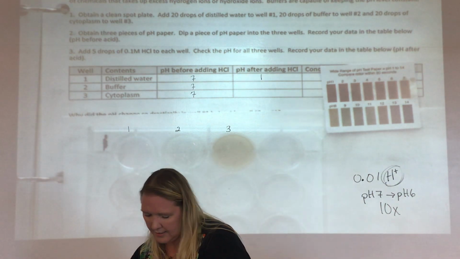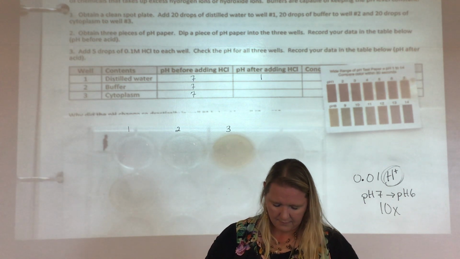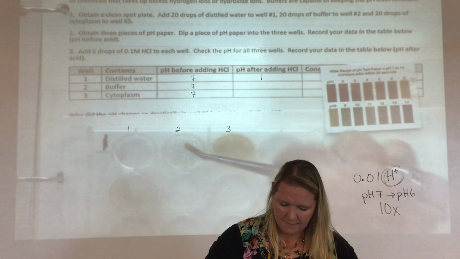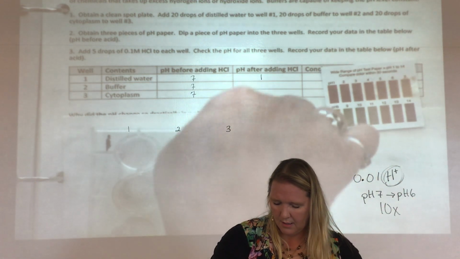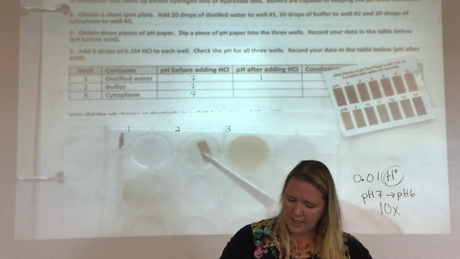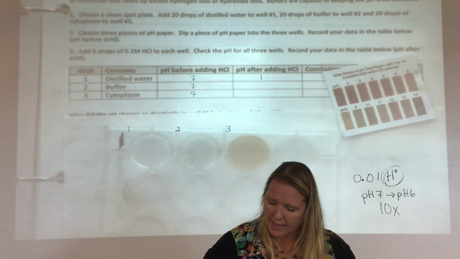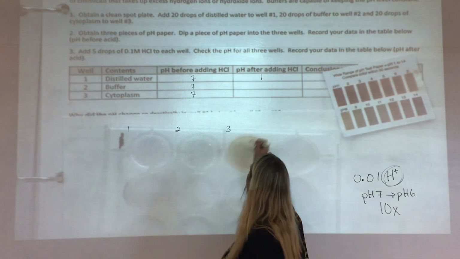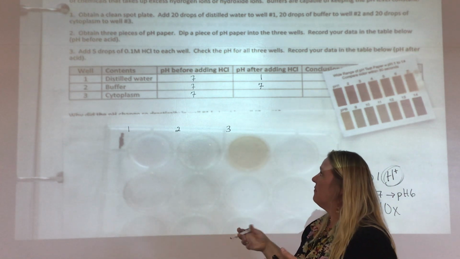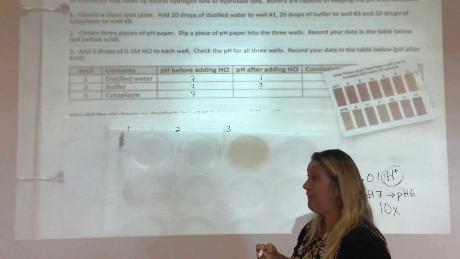If I take and test the next 2, make sure I get in there. It started out golden yellow, and now I'm still golden yellow. That pH stayed the same. It stayed 7. That's kind of what we were expecting, based on the definition of a buffer.